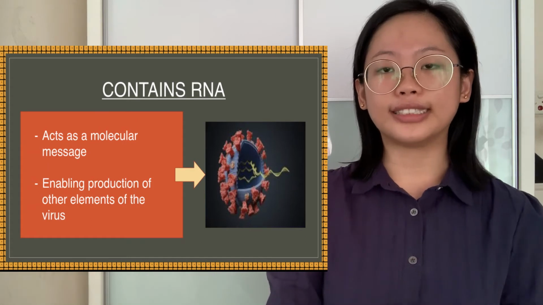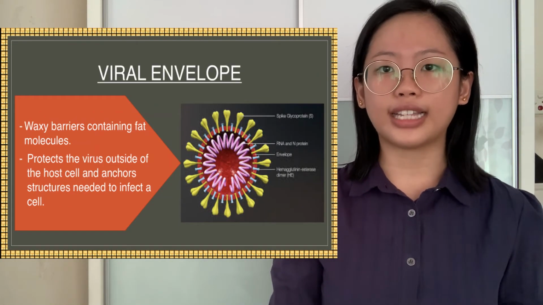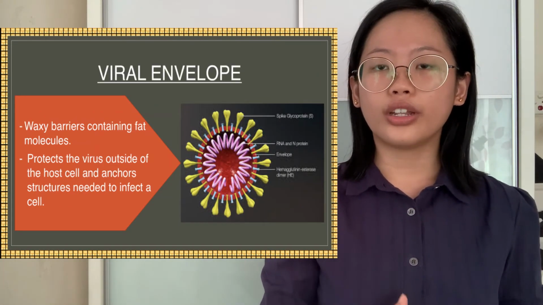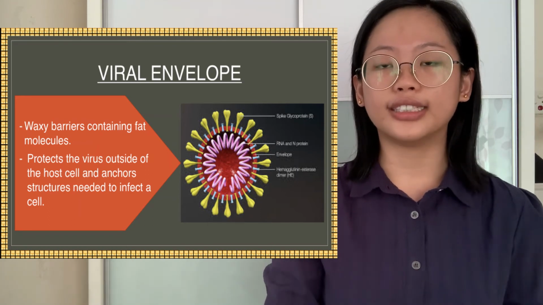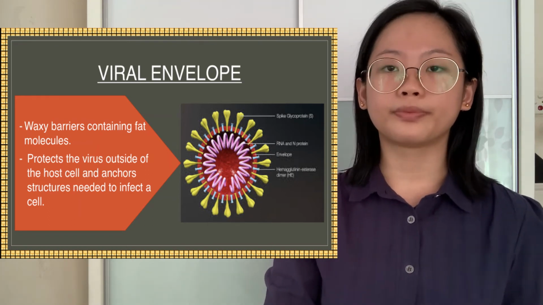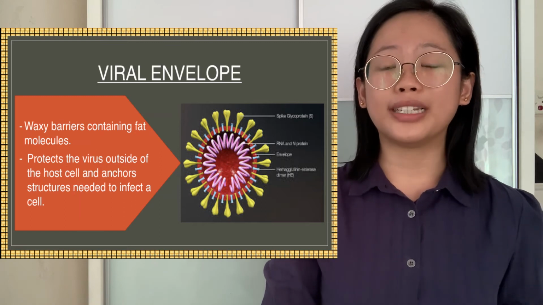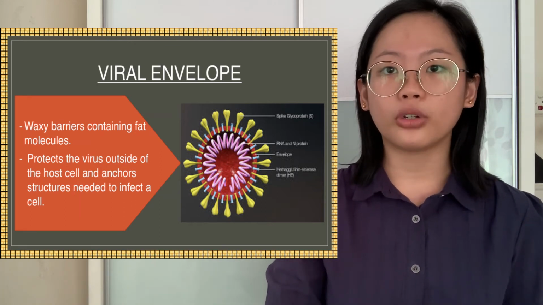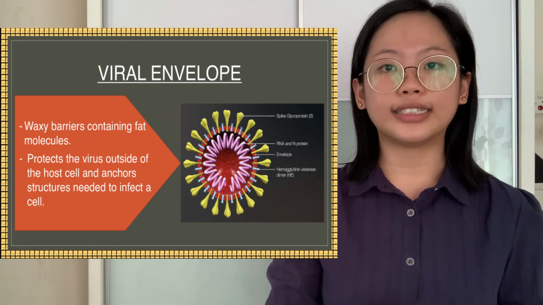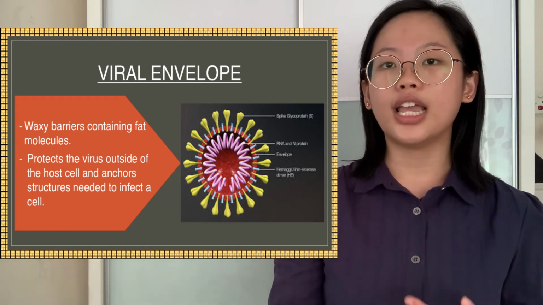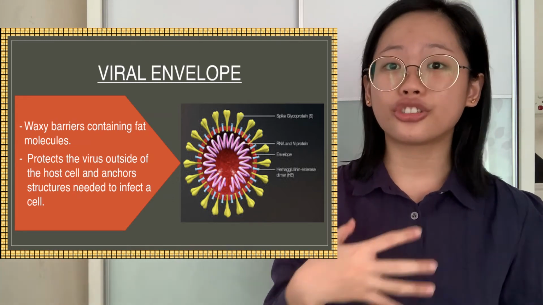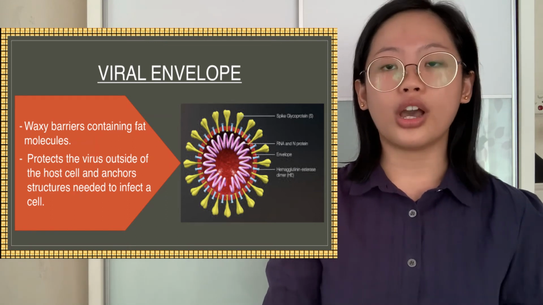The second characteristic that any other virus has that is similar in the coronavirus is a viral envelope. A viral envelope is a waxy barrier containing fat molecules that protects the virus outside of the host cell, and at the same time anchors structures needed to infect a cell.